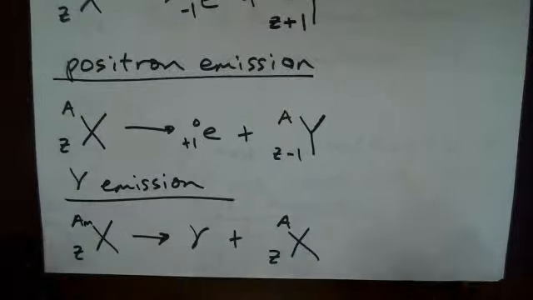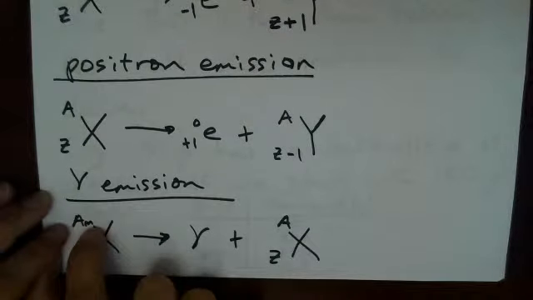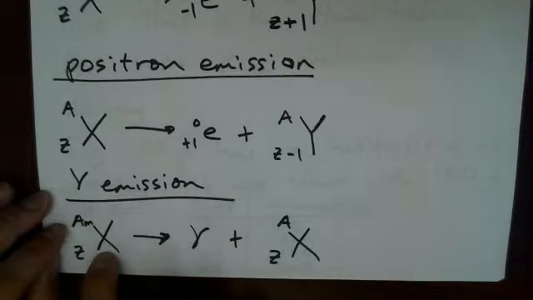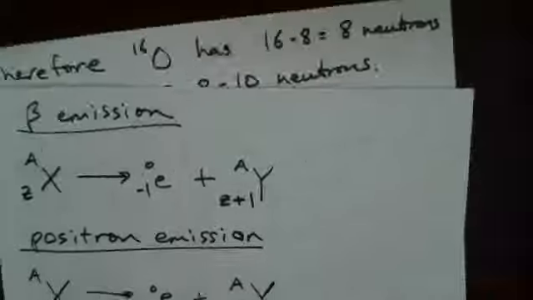In gamma emission, nothing really happens except we lose this m, which is just a convention to indicate that the element's excited. And so this would just stay the same.